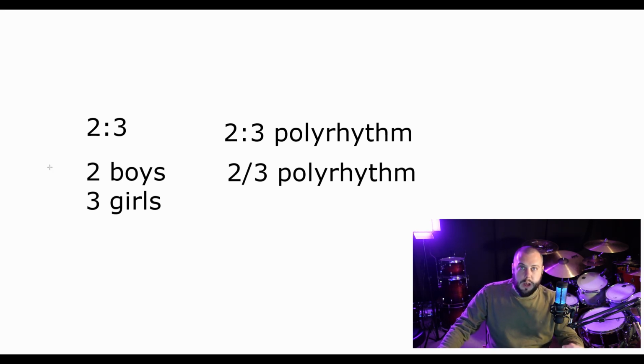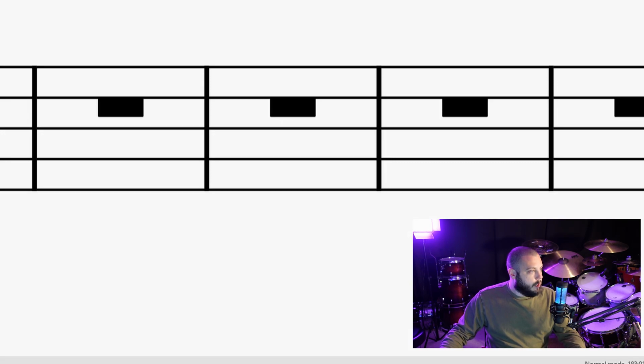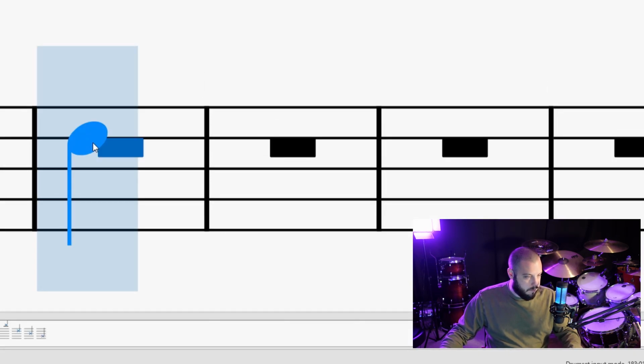So in this scenario, the 2-3 polyrhythm is going to represent eighth notes and eighth note triplets, respectively. Okay? So let's take it to my other screen here. We're actually going to draw these out.